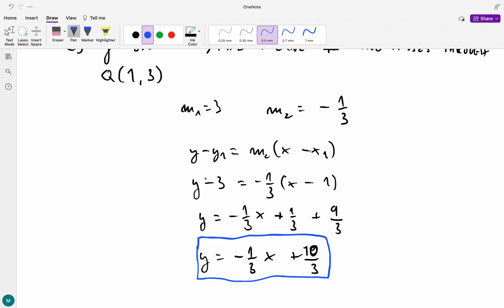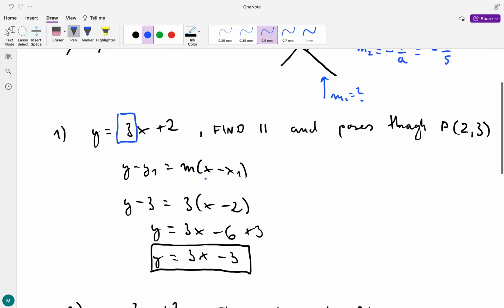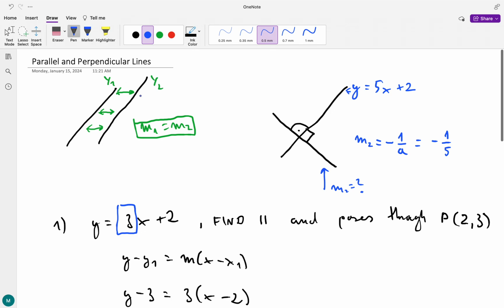So there's not much more to perpendicular lines and parallel lines, but just be comfortable finding the slope of a perpendicular line, and keep in mind that slopes of parallel lines are exactly the same because they are an equal distance to one another.